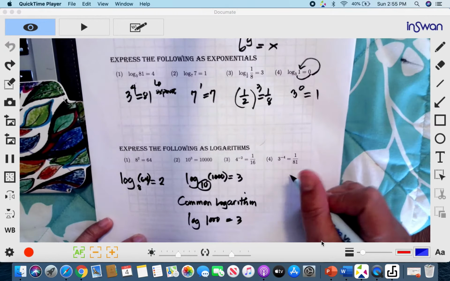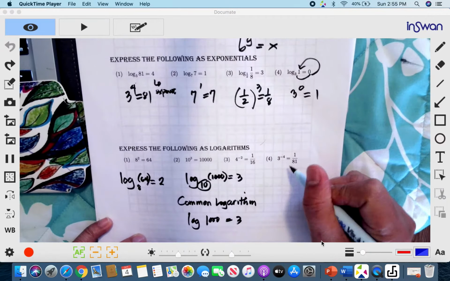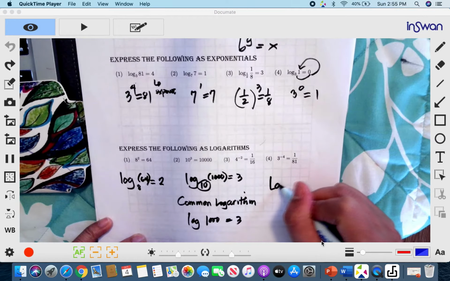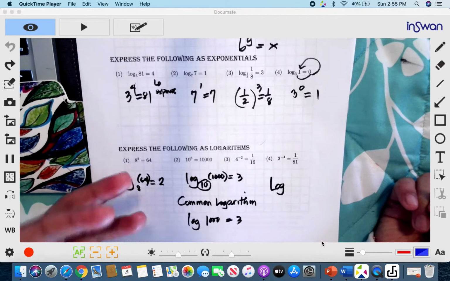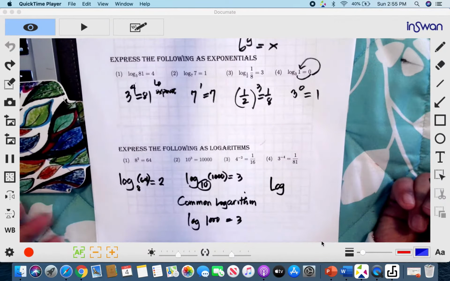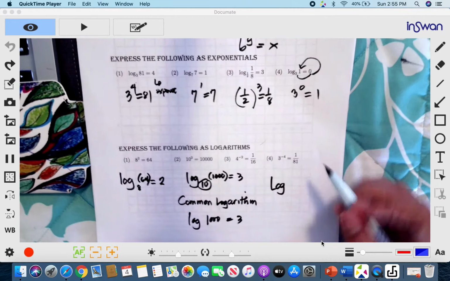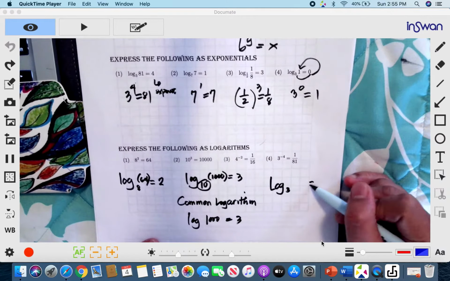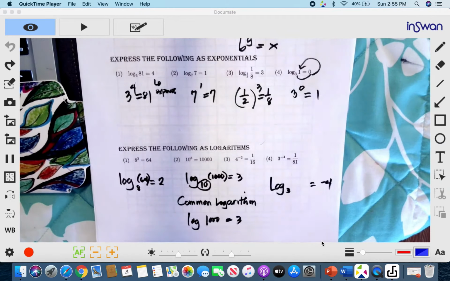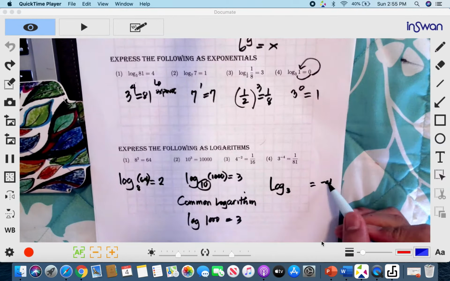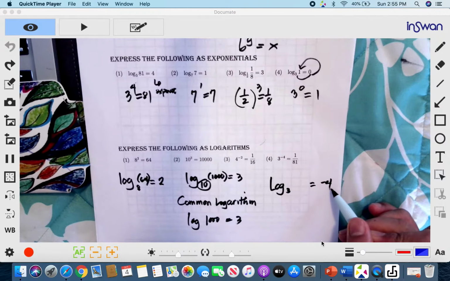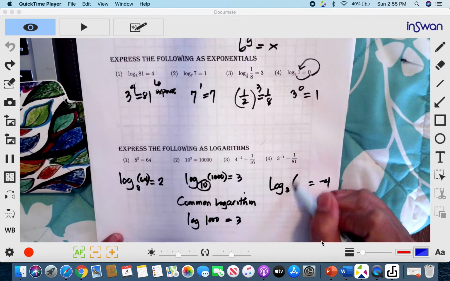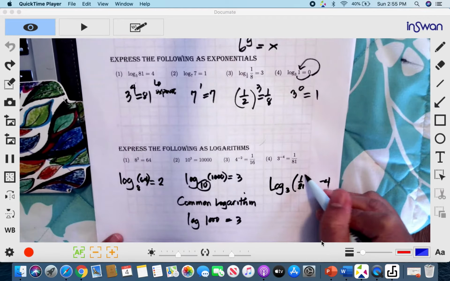All right, since I don't have space, I'll go to number 4. To write logarithm, because you're trying to express it in logarithm, it's just fitting to put logarithm. Our base is 3, and of course, our exponent is negative 4. So the logarithm should be equal to negative 4, because the logarithm and negative 4 are just the same. And our power is 1 over 81.